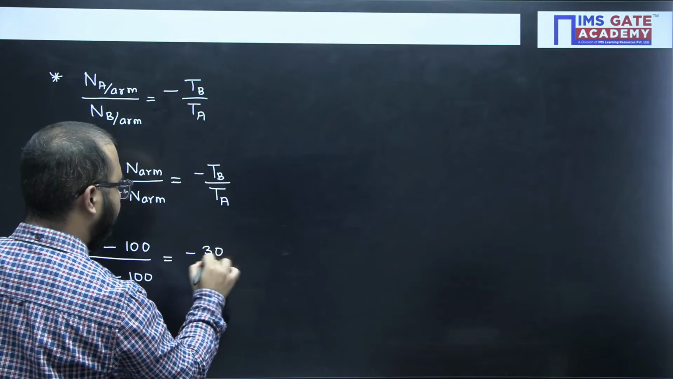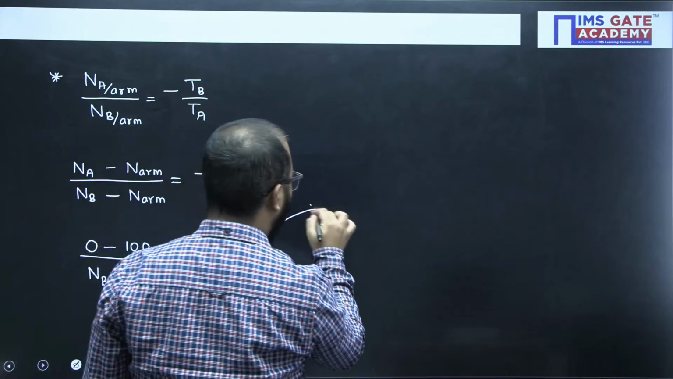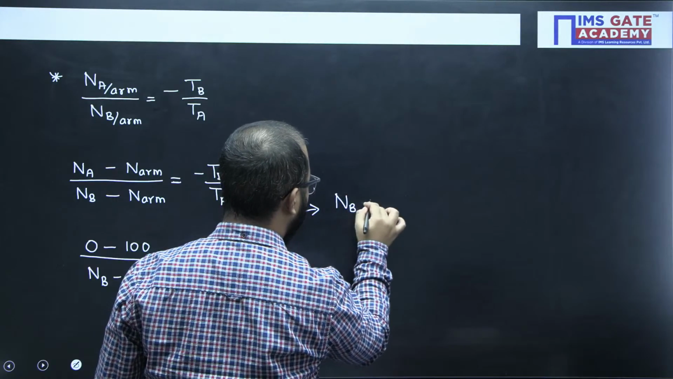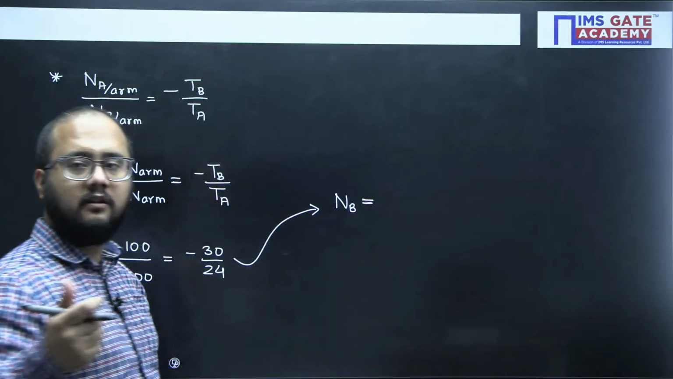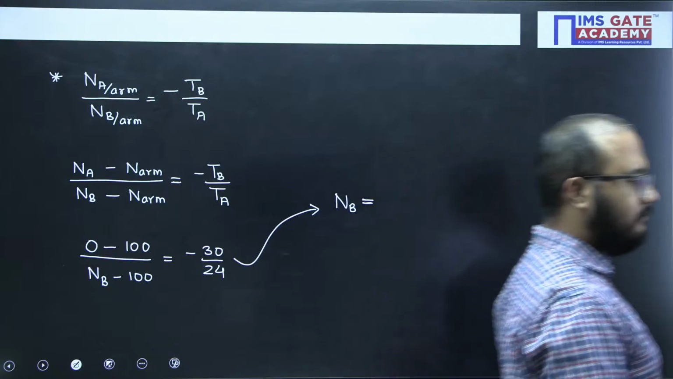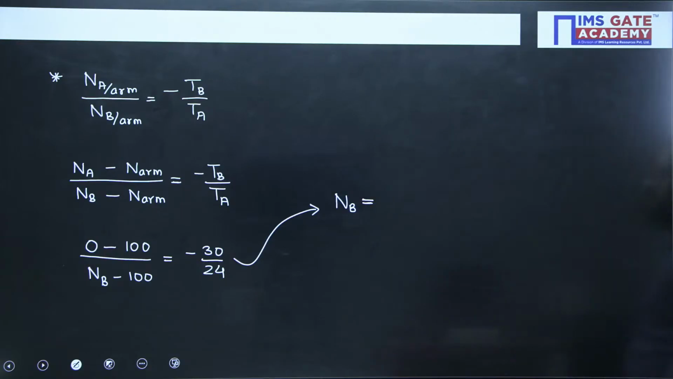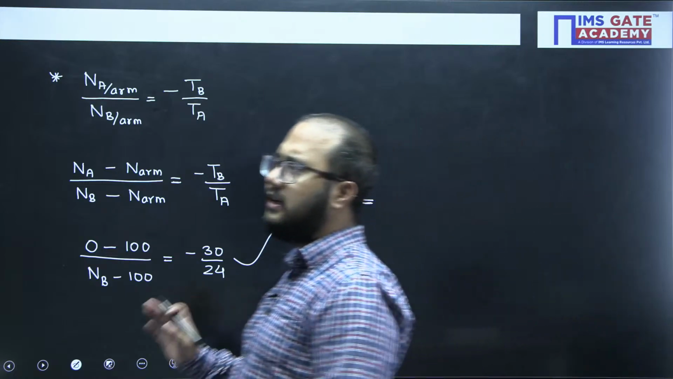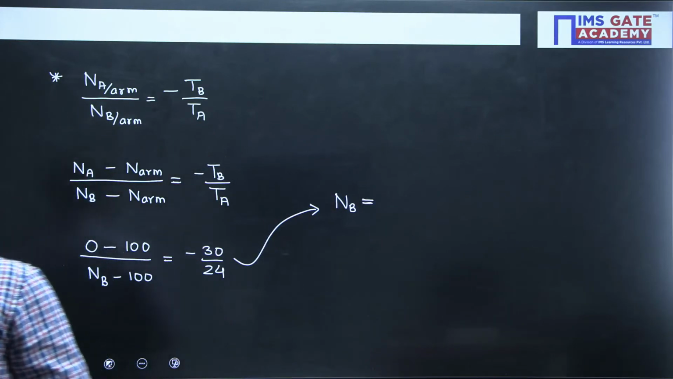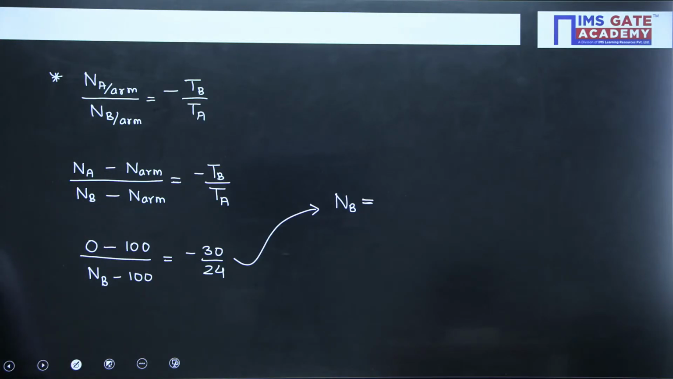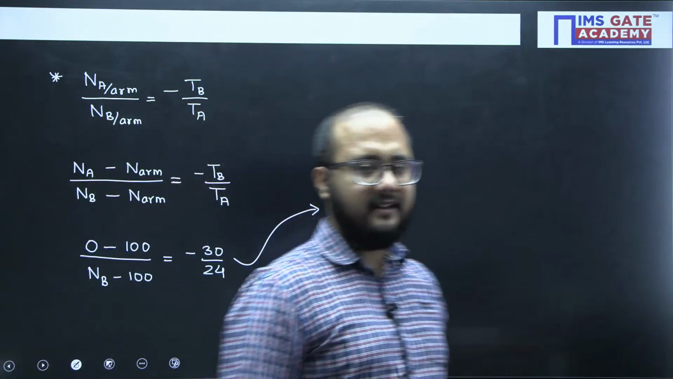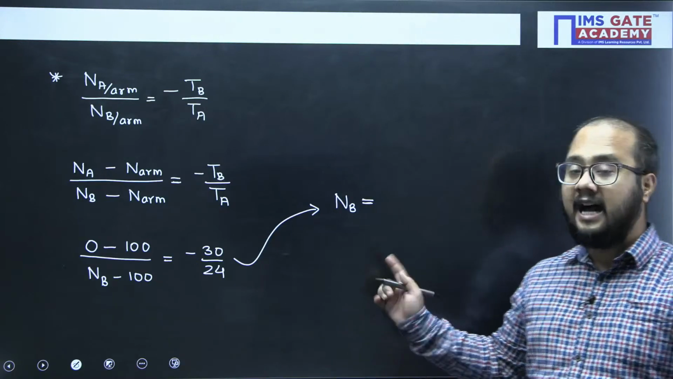equals minus 30 by 24. Now from here you can calculate and tell me the value of speed of rotation of B. What is your answer here? Please quickly everyone calculate and tell me your answers. A very simple calculation and it must be the same. If any differences are there, please let me know. (180 RPM), right? Correct.